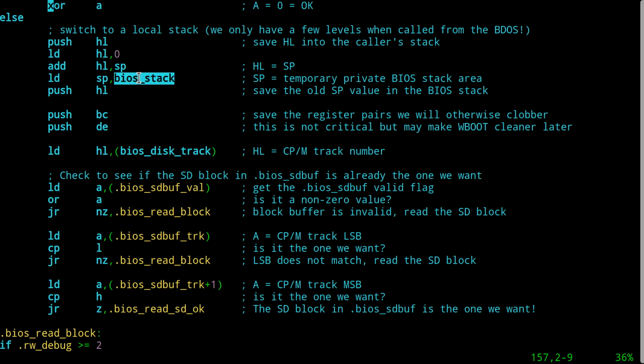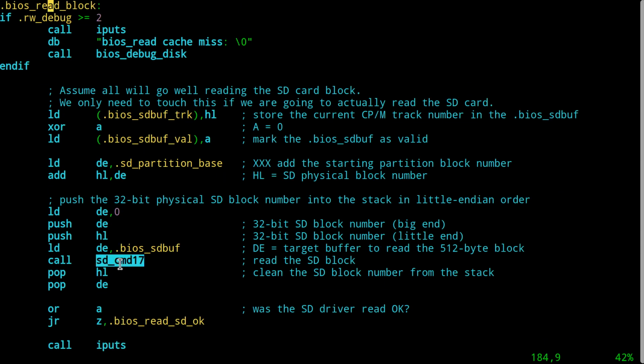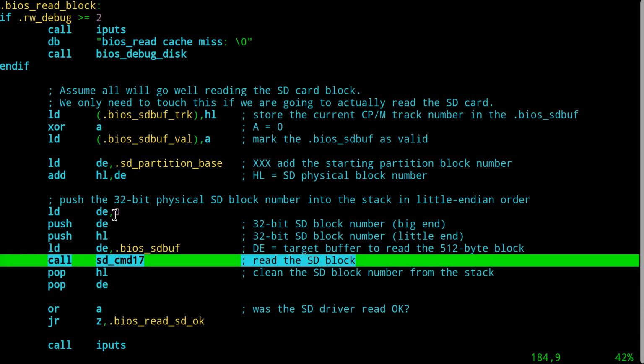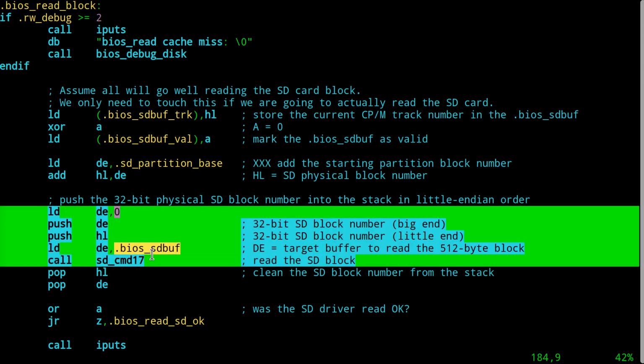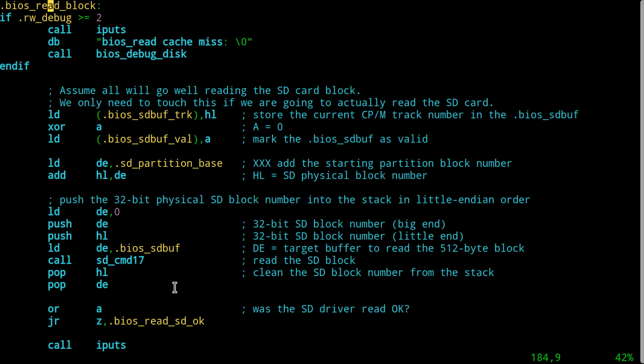Because if and when we call the SD routines down here, we need a lot of stack space. We're storing 32-bit values, plus this thing uses the stack, plus our debugging uses the stack. There's a lot of stack stuff going on. So I had to make room for a bigger stack while this code runs than what was available to us with the default stack that's given by the BIOS.